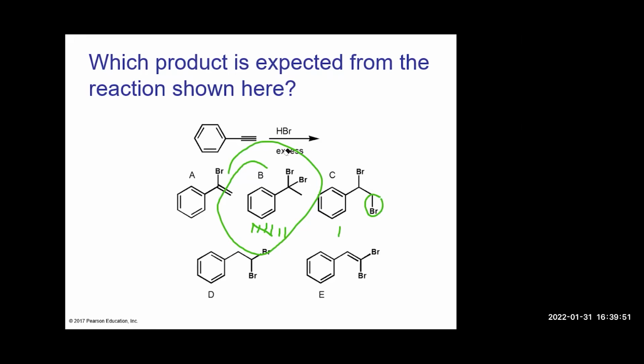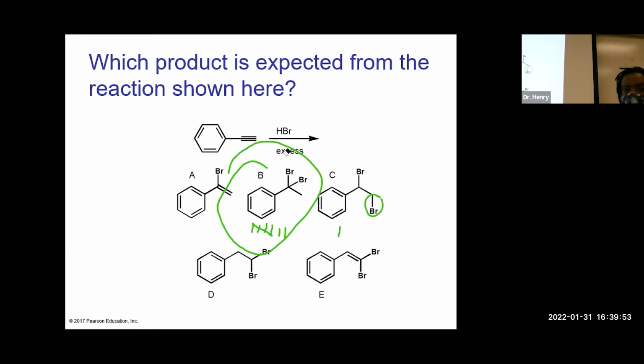B was the correct answer. Yep, B, as in boy. Yeah, these are all terminal, like terminal 1 here, a terminal 1 here. So we know that that's not going to be the case. And we know that it's excess, so we know it's not going to be a double bond here.